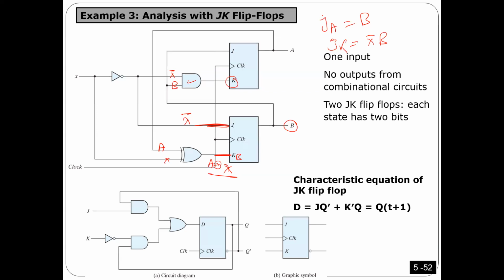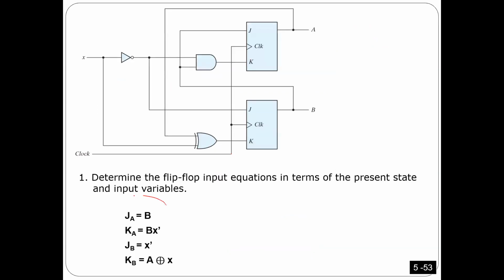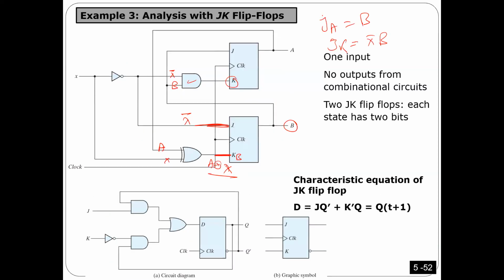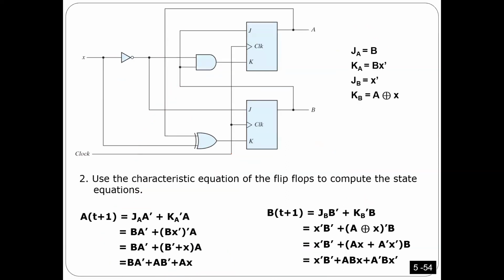So that's it. That's all I did, as you see here. First step, I need to determine the inputs. Is that okay? Step number two, I'm going to use these inputs to plug into the characteristic equation. This is the characteristic equation. So you have here J. For J, in the two cases, I have J_A and J_B. For Q here, it means A or B, right? So I'm going to call it A or B. For K, I'm going to have K_A and K_B. Okay. So given what we have right now, you can just plug in, as you see here. All I did, I just plugged in here, and this way I got the state equation.